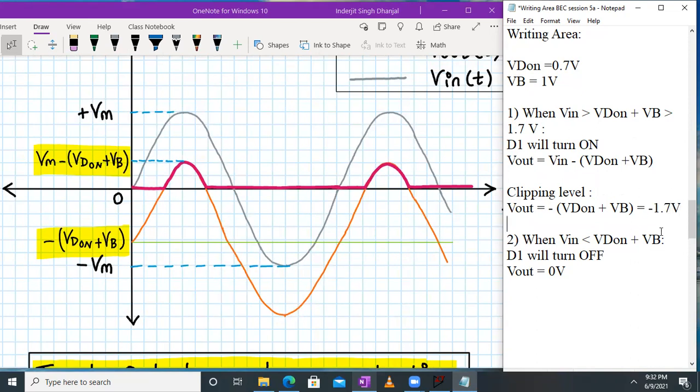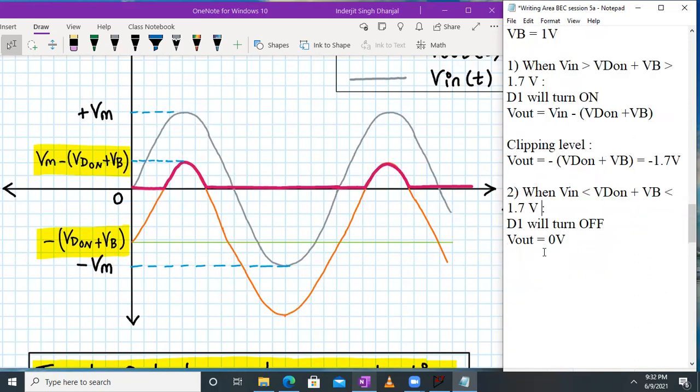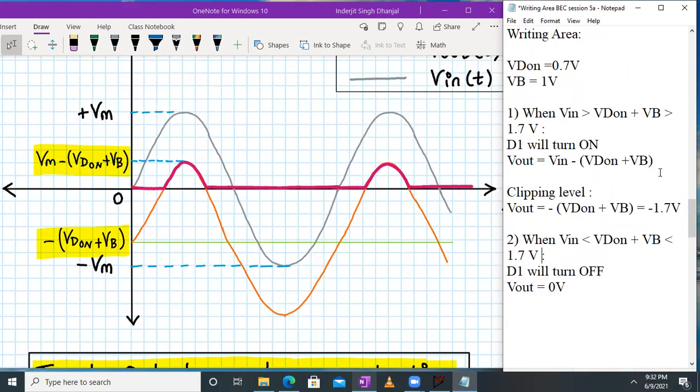And here it has to be less than 1.7 volts. So your diode, this clipping level will be at minus 1.7. So immediately draw a line. Here it is shown in green color, the clipping level. This is my clipping level. V out equal to minus 1.7 is my clipping level.